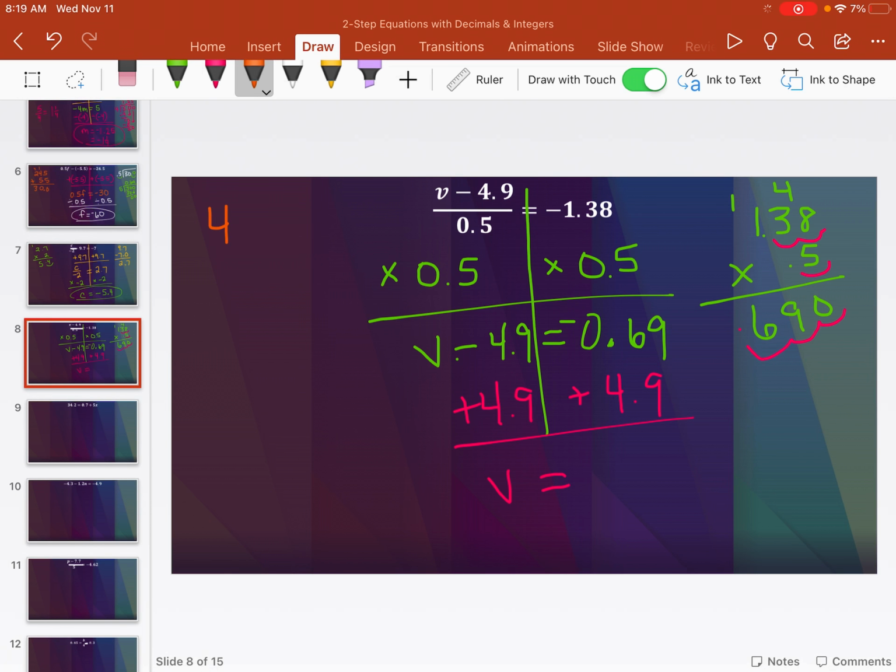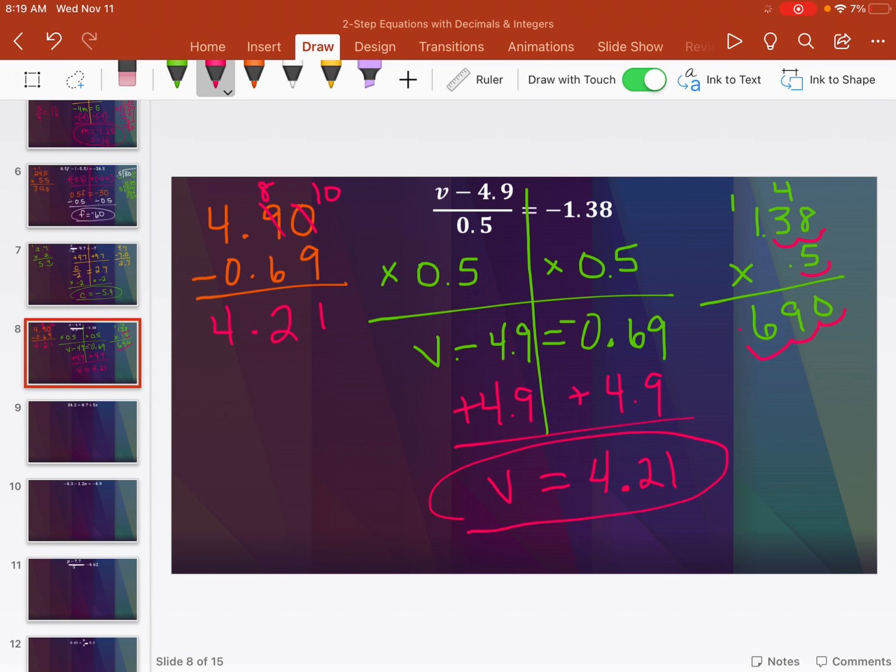So I'm going to do 4.9 minus 0.69. Put that placeholder 0 and borrow. So 10 minus 9 is 1, 8 minus 6 is 2, decimal, and 4 minus 0 is 4. So v equals 4.21. I would keep the sign of the larger number, which was my positive, so positive 4.21.